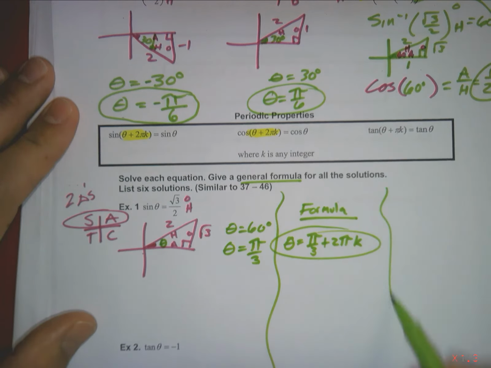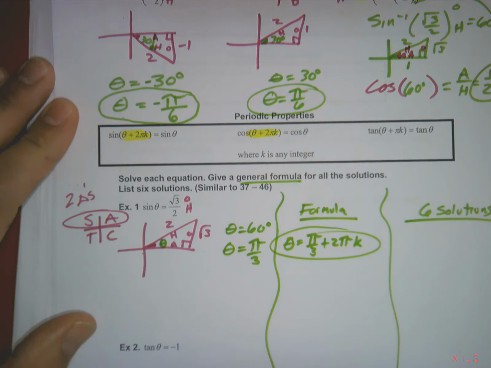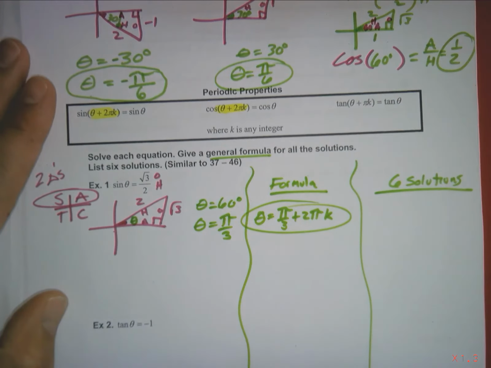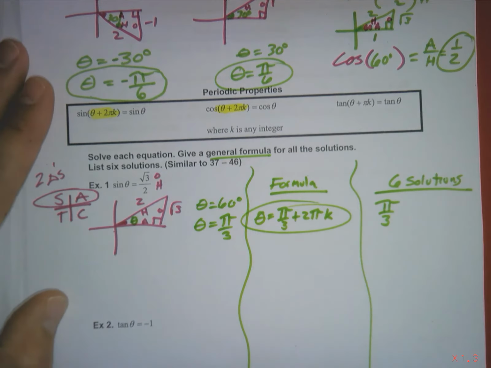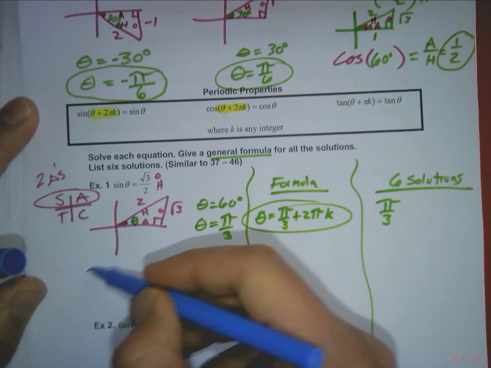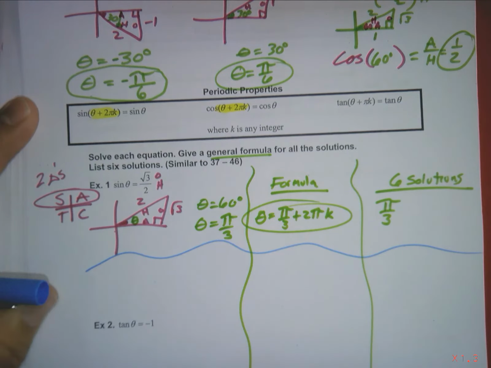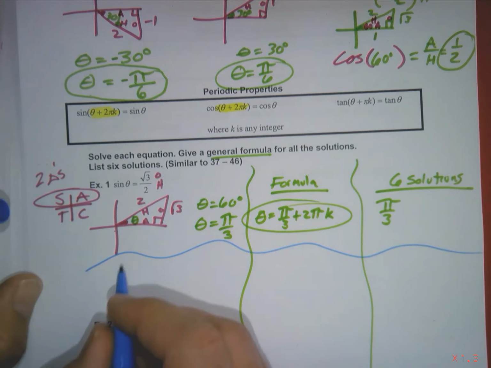The next thing we're going to do is the 6 solutions, but let's finish the other triangle before we do that. Of the 6 solutions, we know one of them is pi over 3. All students take calculus, so we agree sine is positive in quadrant 2 as well.